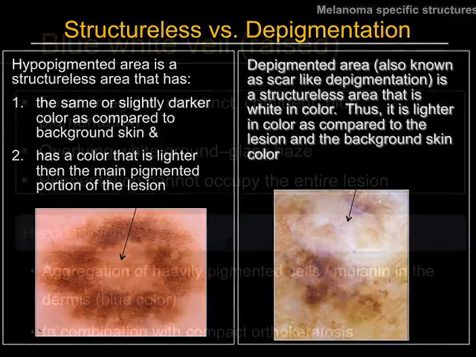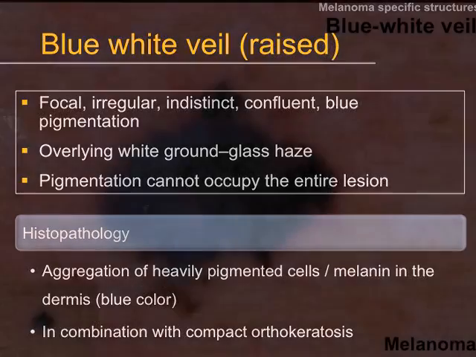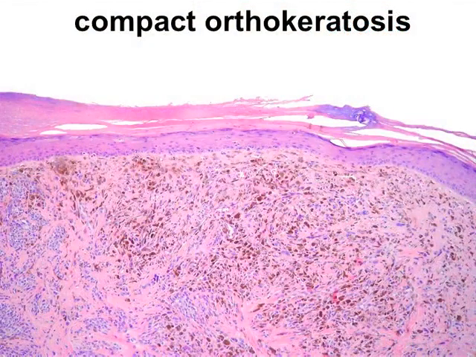All right, now we have the blue-white veil over raised area, again, deep melanin and compact orthokeratosis. Here's your classic blue-white veil over a raised area. And you have your compact orthokeratosis and deep-seated melanocytes.